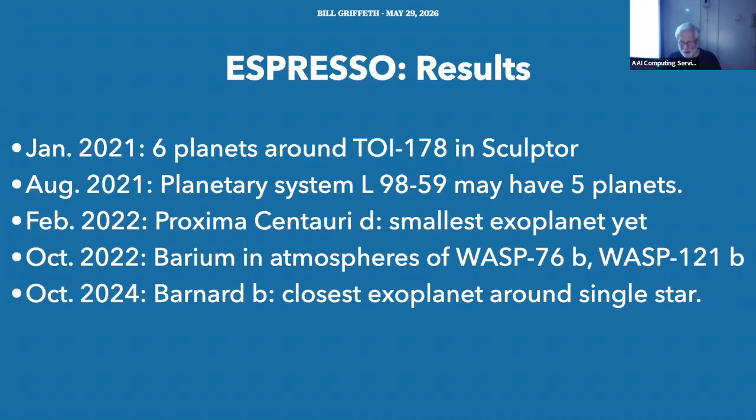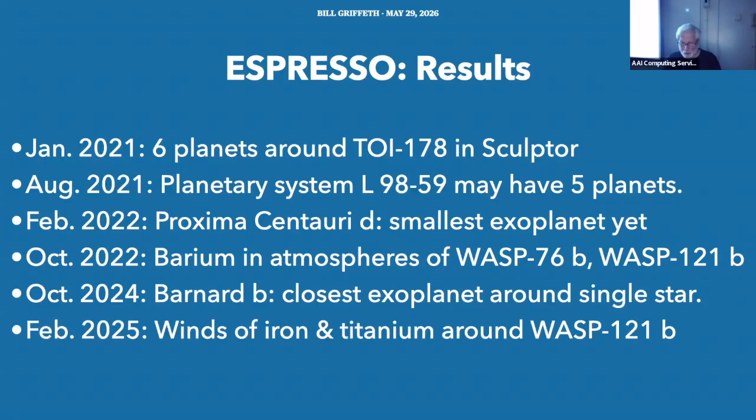In October 2024, at 35 light years from Earth, the Barnard star's planet, Barnard b, became the closest exoplanet discovered around a single star. And then in February 2025, get this, winds of the elements iron and titanium were discovered around WASP-121b. So a tremendous amount of information can be discovered when you have high resolution spectrographs like ESPRESSO.